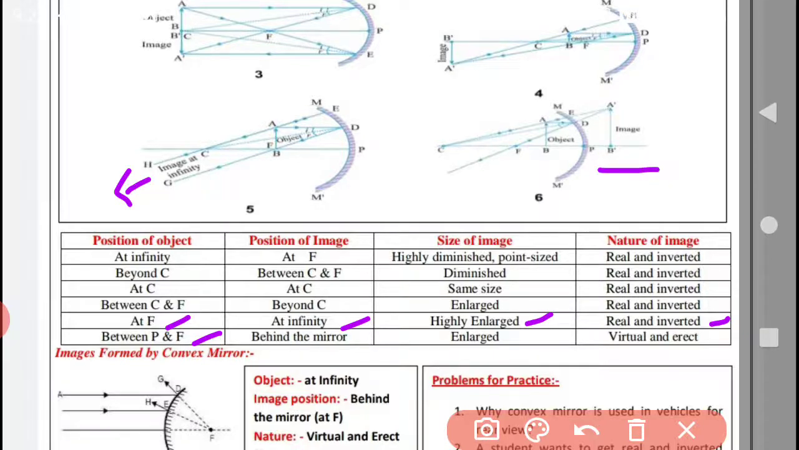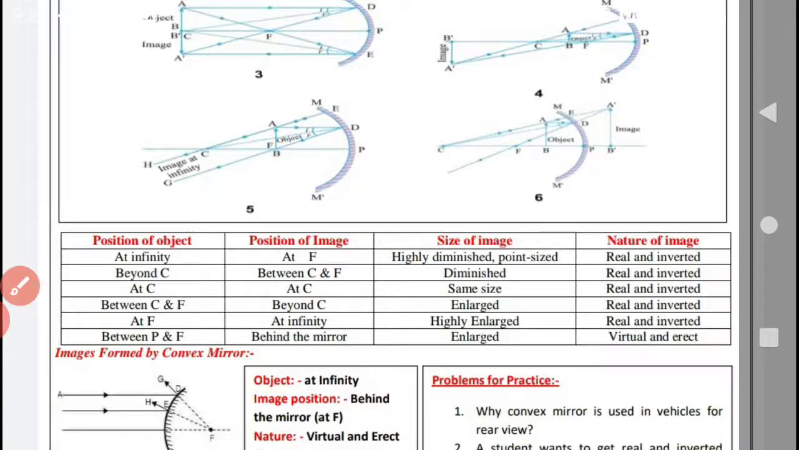This is very important. This is the only position of an object in which the image is formed behind the mirror. And when the image is formed behind the mirror, that image is virtual, and the image is erect as well. Otherwise, in all other positions the image is inverted. This is the only position of an object where the image is formed erect. The size of the image is enlarged. So you have to learn this table. This is a very important table. You should learn this table, and according to this table you can practice making the ray diagrams. This is very important in this chapter.